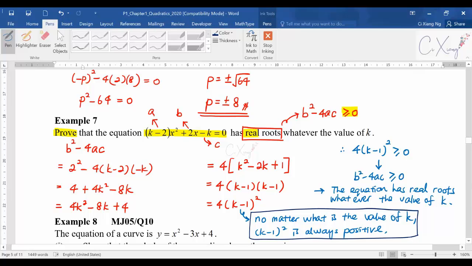You can see that there's no final answer. That means there's no value like p equals 8 as the final answer, right? But this one, you need to make a conclusion. What I can tell you is, in the future when you want to prove anything that is always positive, always try to think of a method so that your solution has a bracket with a square, because anything squared is always positive already. That is very easy for you to draw the conclusion.